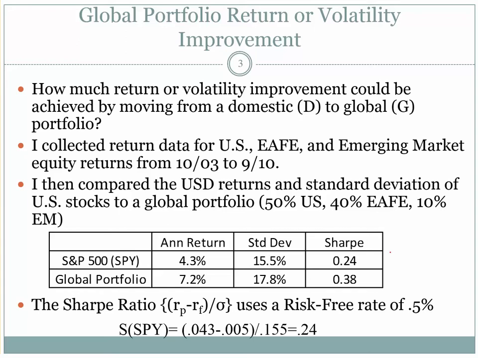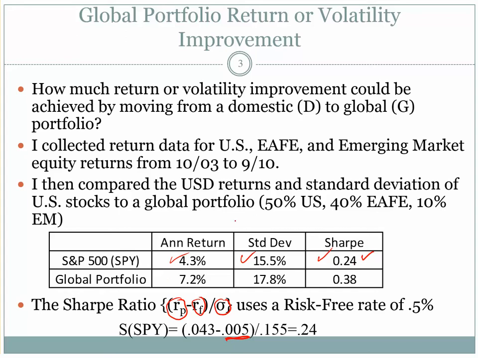gathering of data, and I found that from 2003 to 2010, the S&P 500 had a 4% return with a 15% standard deviation. That gave it a Sharpe ratio, which is a measure of return over risk. It's actually the return of the portfolio minus the risk-free rate over that time, which I assume is about 50 basis points, over the standard deviation. So that return over risk ratio for a domestic portfolio is 0.24.